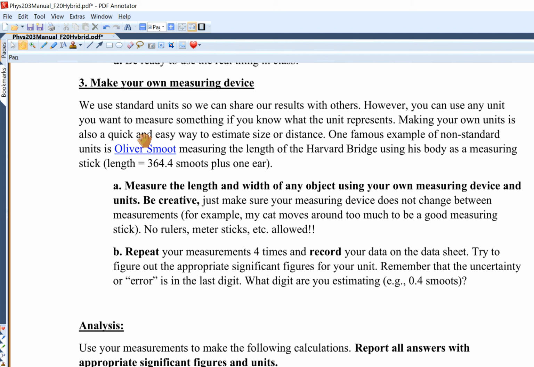And Google Oliver Smoot and the Harvard Bridge over the St. Charles River for a good example of how somebody used a non-standard measuring device.